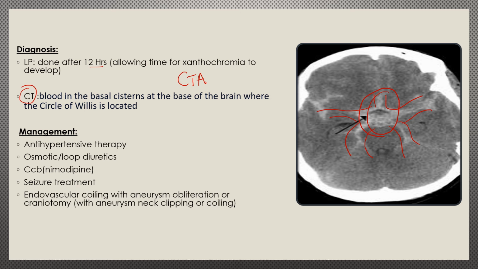The management involves several steps. The patient is given antihypertensives, osmotic or loop diuretics, calcium channel blockers like nimodipine to decrease the vasospasm, and seizures are treated. Endovascular coiling with aneurysm obliteration or craniotomy with aneurysm neck clipping or coiling is done if the above treatment is insufficient.